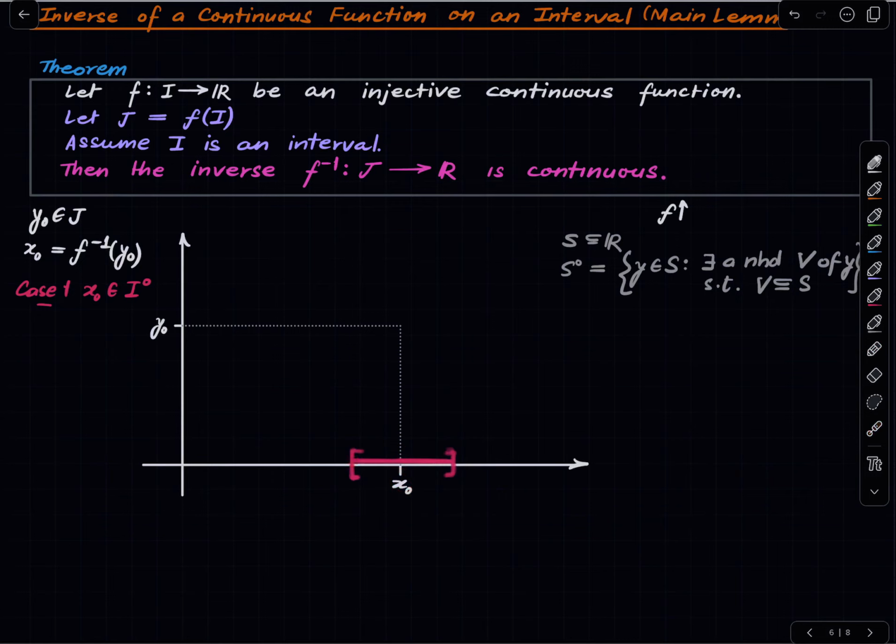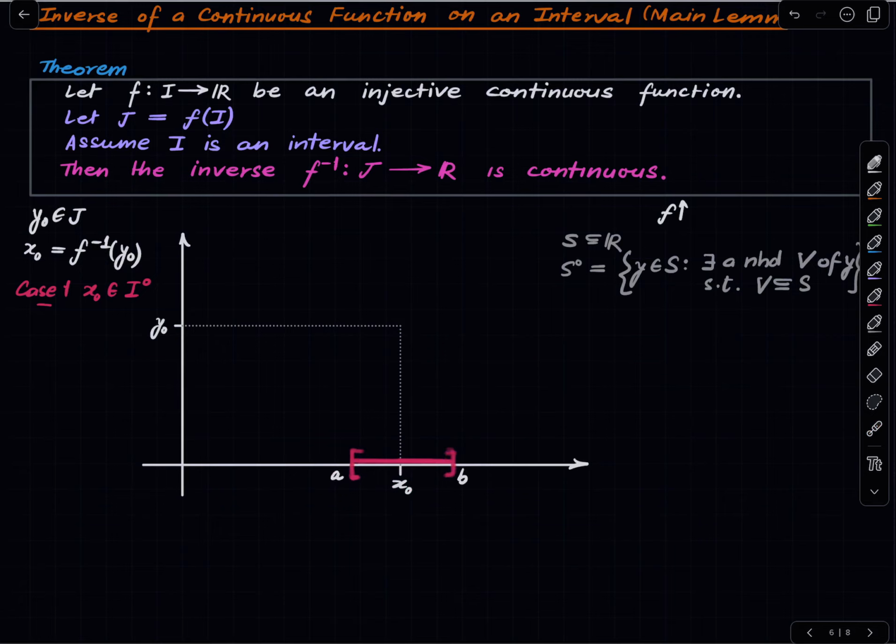Let's call this a comma b. This is point A, this is point B. So just to keep recording what I'm trying to say, A comma B has been chosen such that A is less than x0, which is less than B. And we of course have this.